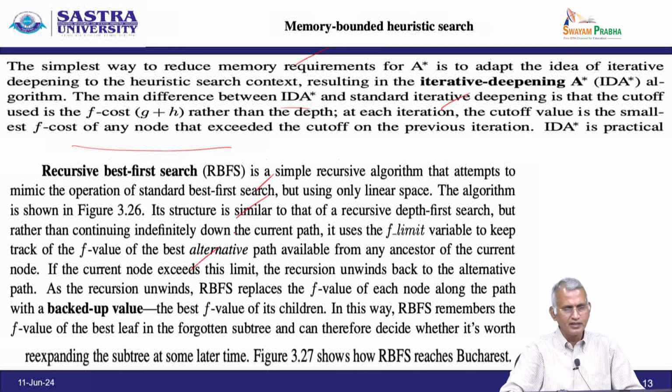If the current node exceeds the limit, the recursion unwinds back to the alternative path. As the recursion unwinds, RBFS replaces the f value of each node along the path with a backed-up value, the best f value of its children. In this way, recursive best-first search remembers the f value of the best leaf in the forgotten subtree and can therefore decide whether it is worth re-expanding the subtree at a later time. So, figure 27 shows that RBFS reaches Bucharest.